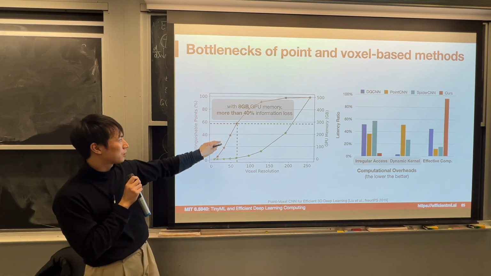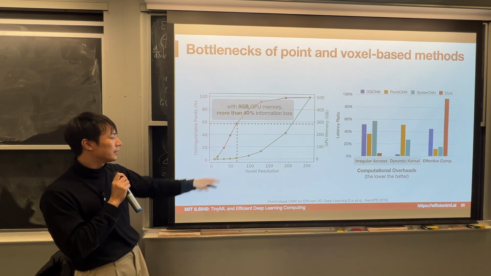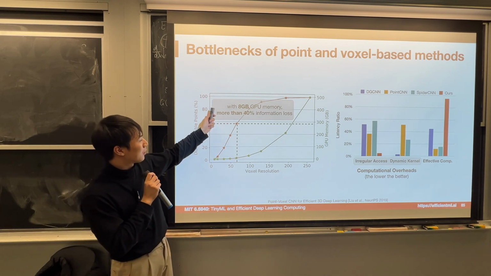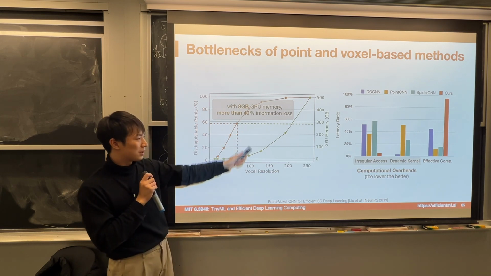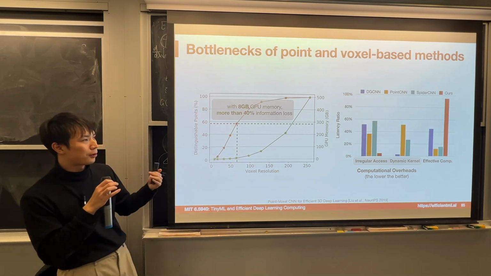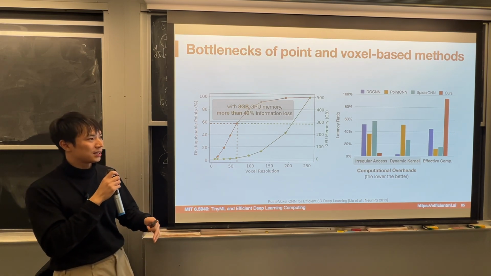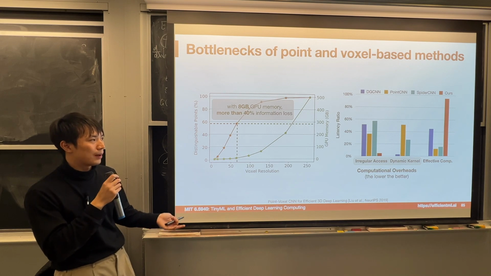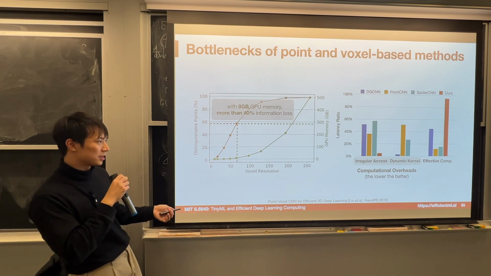So here we also measure how many data points are mapped to the same voxel if you use a certain resolution. As you can see, if you run things on 8GB GPU memory, here we are losing about 40% of the information because 40% of the points are mapped to the same voxel. So voxel is easy to process because it's regular, but it's not really memory efficient. And most of the voxels are actually empty because the point clouds are super sparse.